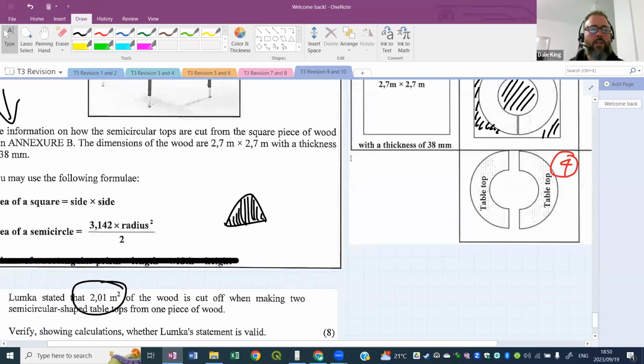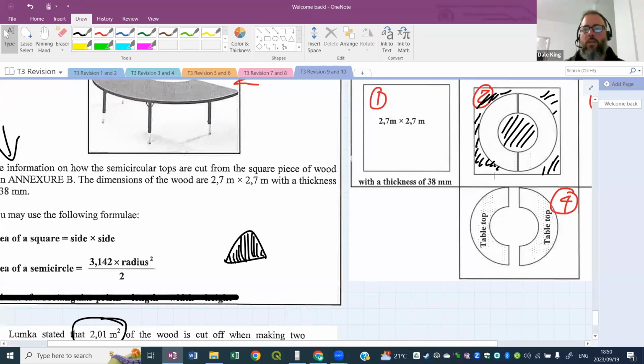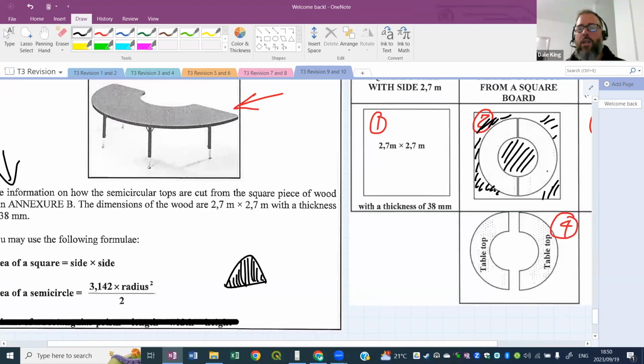They say, Lumka stated that 2.01 square meters of the wood is cut off when making these tabletops from 1 piece of wood. Show if this is correct. All right. So what we need to do is work out this shaded part that I've shaded here. What is its area? Guys, what do I do?